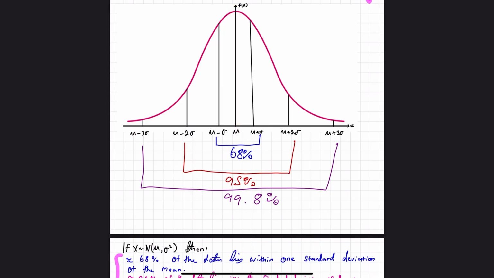And because we know one of the facts is that it is symmetrical about the mean, we know that, for example, using this fact, that 68% of the data lies within one standard deviation of the mean. Because it is symmetrical, we know that this part here is 34%, and then this other part here is another 34%. Being symmetrical, you can just split it down the middle. And in total, 68% lies within one standard deviation of the mean.